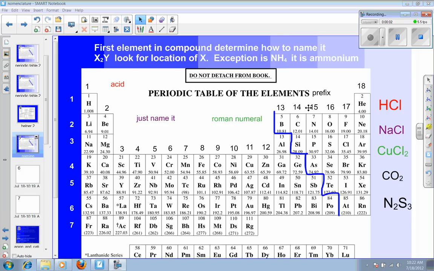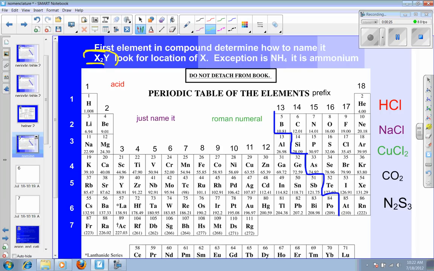When naming chemical compounds, the best place to look is the periodic table. If you take a look at the first element in the compound, that will pretty much tell you where to name it and how to name it. For example, if I have this X2Y, I look in the location of the X.